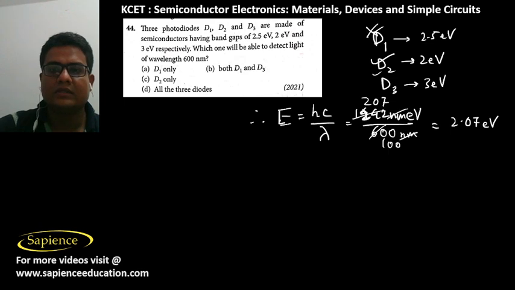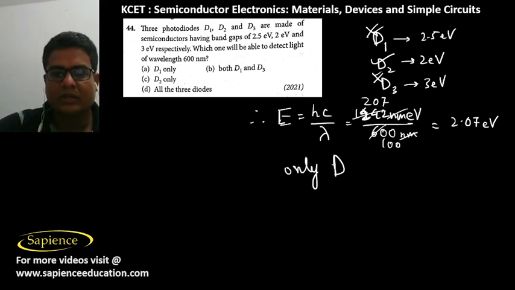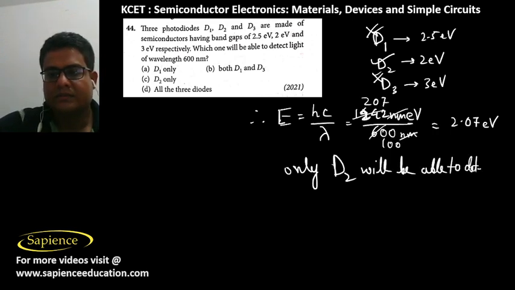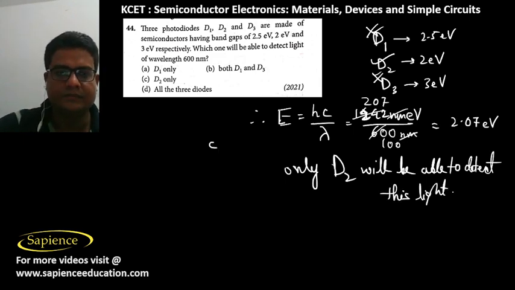So D1 and D3 will not be able to detect this light of wavelength 600 nanometer. So only D2 will be able to detect this light of wavelength 600 nanometer. So only the photodiode D2 will be able to detect this light. So option C is the correct answer.